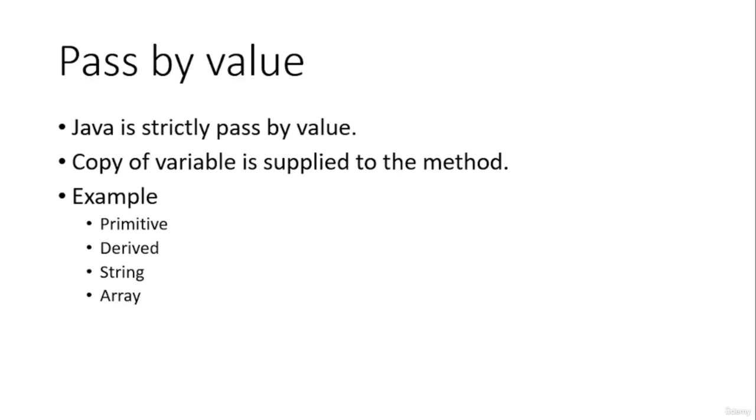In methods, we take the parameters and a copy of the object is supplied to the method, so it will not modify the actual data. That is how pass by value works. In some languages, it will be passed by reference. Now let us discuss each case, such as string, derived data type, primitive data type, and arrays. We will discuss them in the program to understand the pass by value concept in Java.